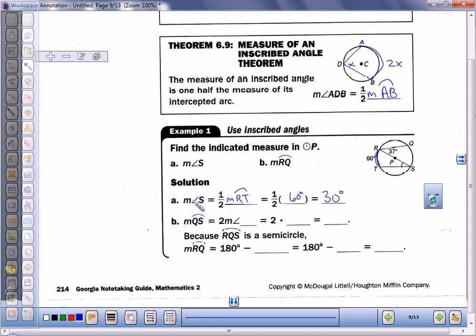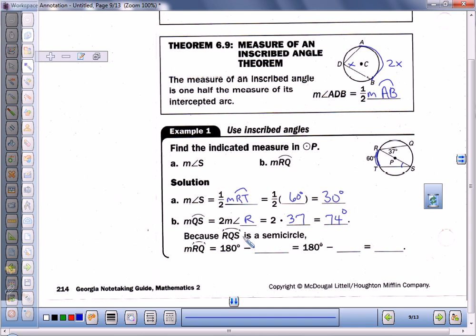Okay, and now we can kind of go backwards. If we know the angle, let's find the arc measure. So it's going to be twice that angle. So it's going to be twice 37. So the measure of arc QS is going to be 74 degrees. And we can just go back and forth.